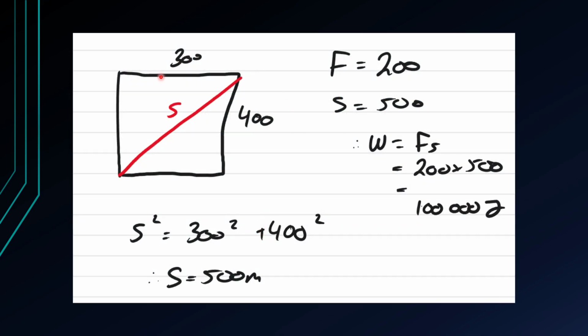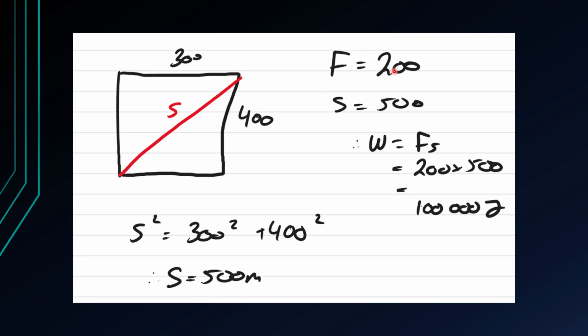So here's the solution. We have a 300 by 400 metre farm and he goes through the diagonal. So it's a simple Pythagoras' theorem. So s squared is 300 squared plus 400 squared, which means s is 500 meters. So from here to there is 500 meters.